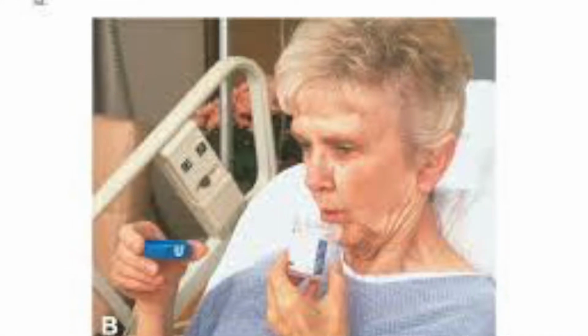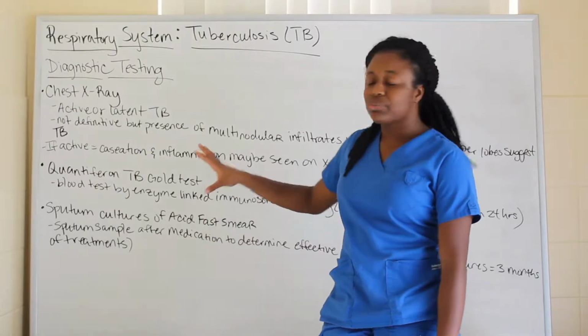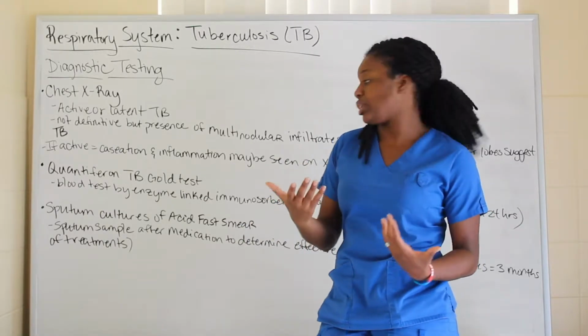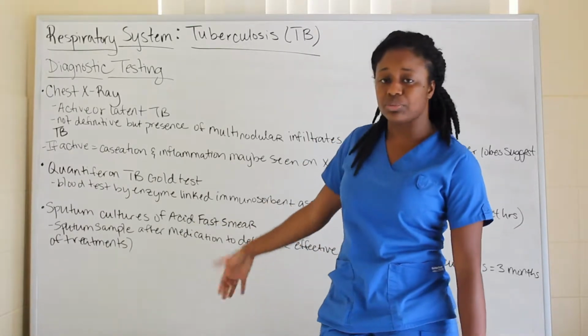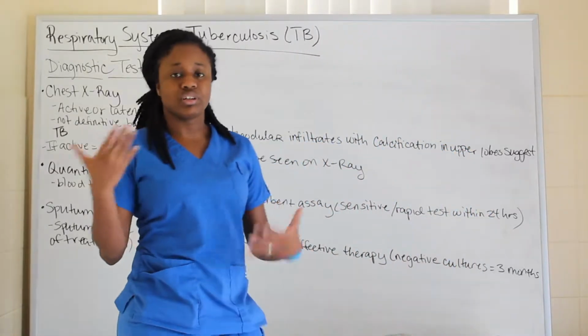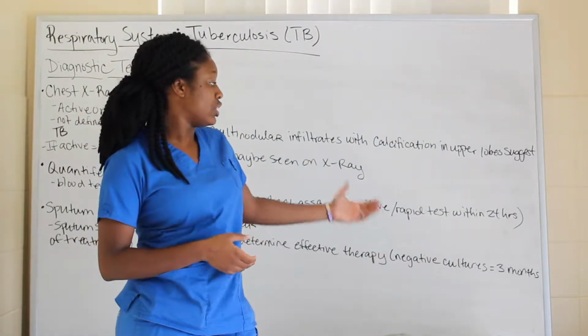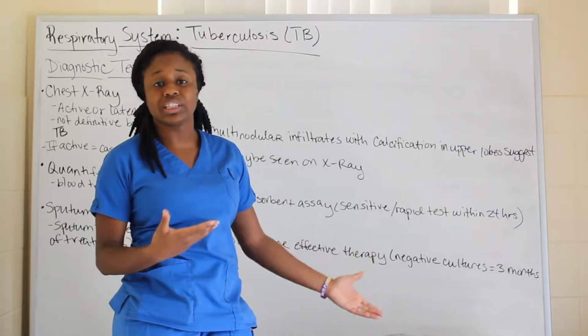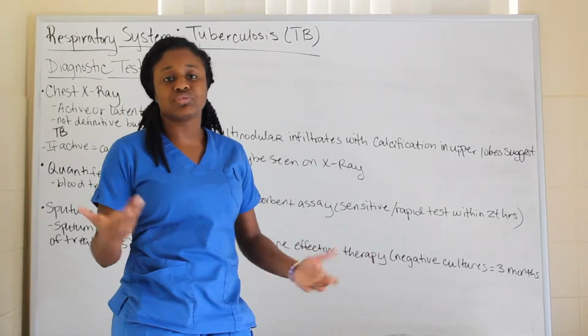And finally, we have our sputum cultures and acid-fast smear, and pretty much this test is used to see the effectiveness of the therapy, all right? So this sputum sample is taken after starting the medication, within 3 months or so, to see how well the treatment is going, and mainly there are negative cultures within 3 months of treatment.